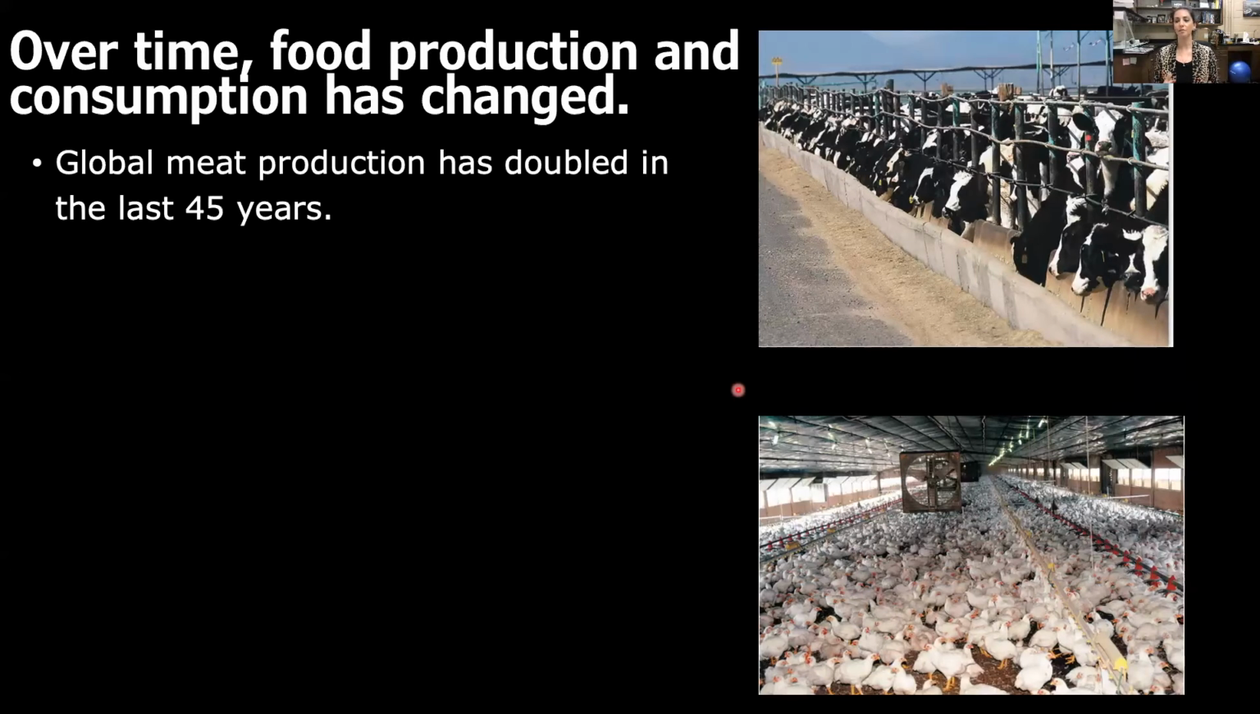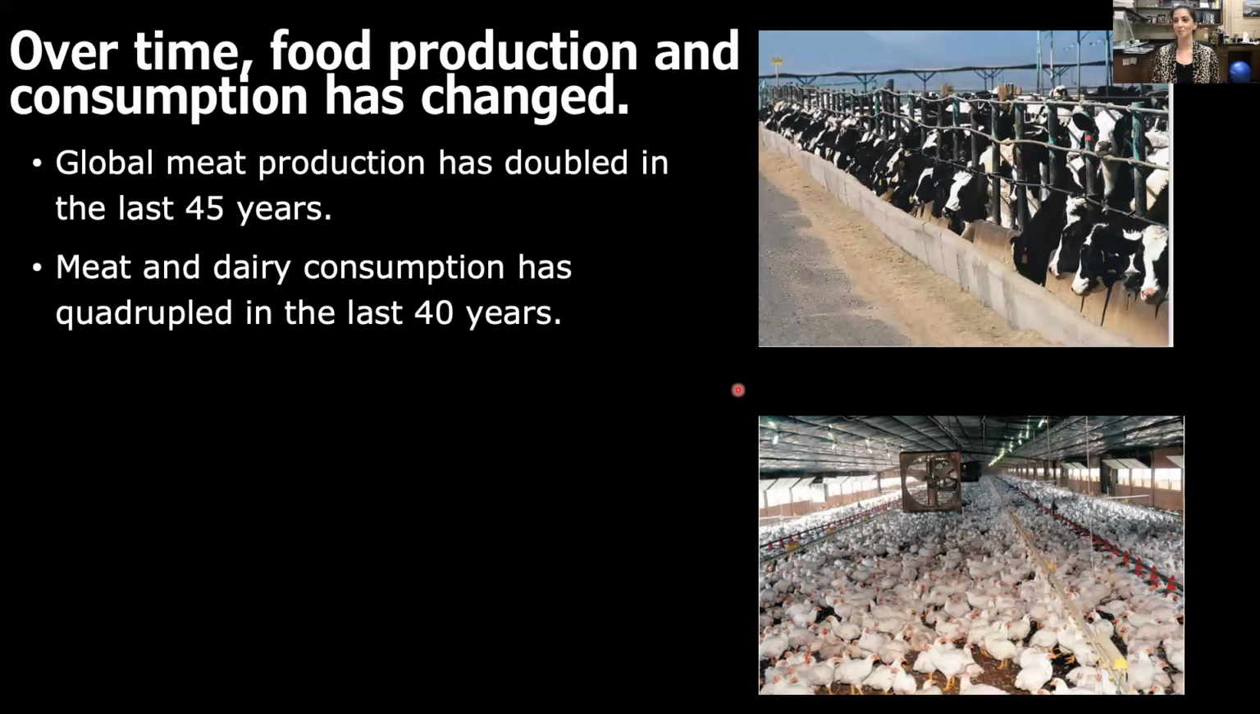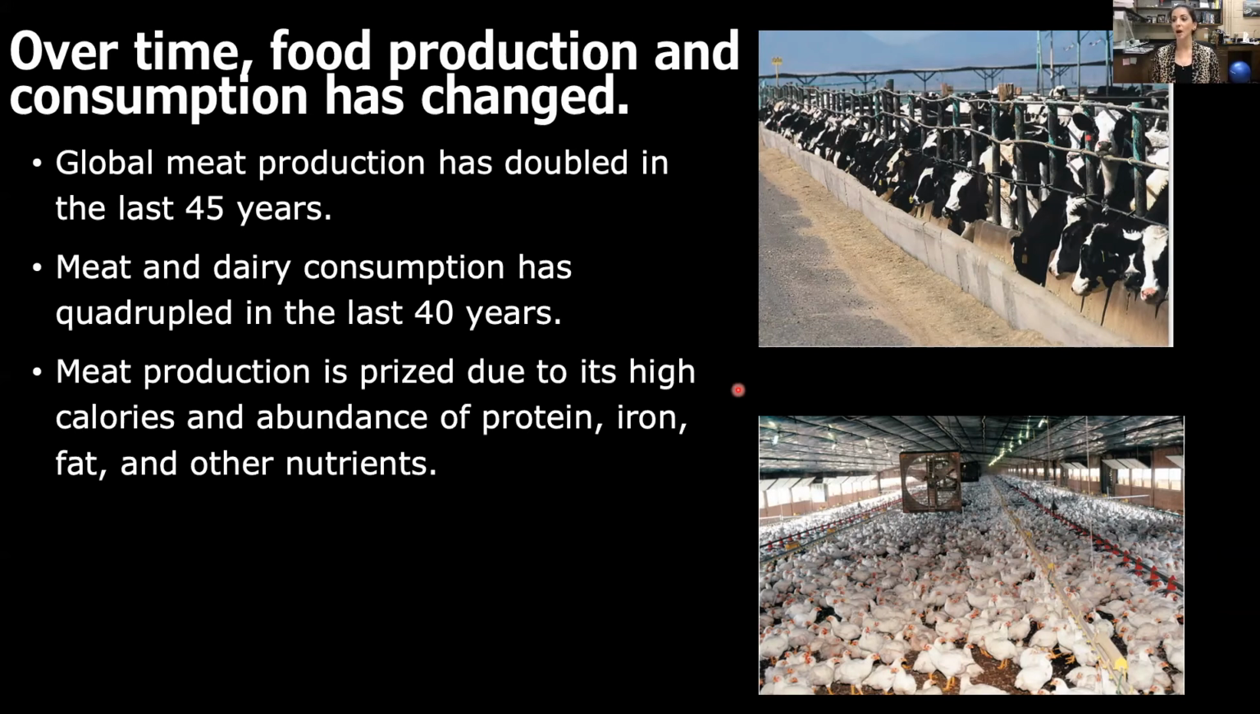So over time, food production and consumption has changed. Global meat production has actually doubled within the last 45 years. That is an extremely drastic statistic. Meat and dairy consumption has quadrupled in the past 40 years. So in just a short amount of time, we've really done a lot to increase our consumption of meat and dairy products. Meat production is prized because of high calorie content and the abundance of protein, iron, fat, and other nutrients that are found within the meat.